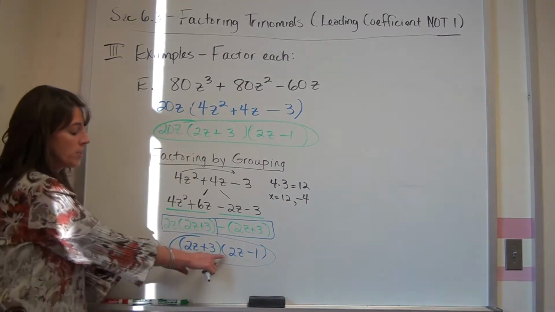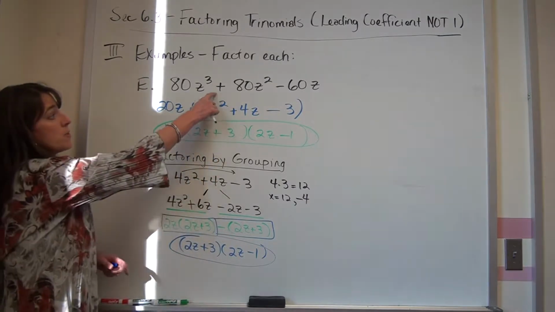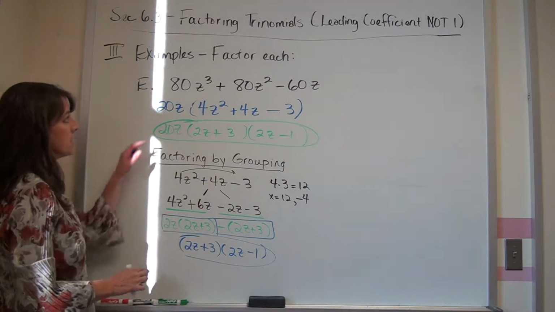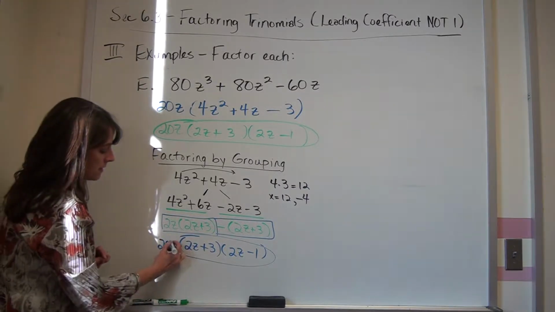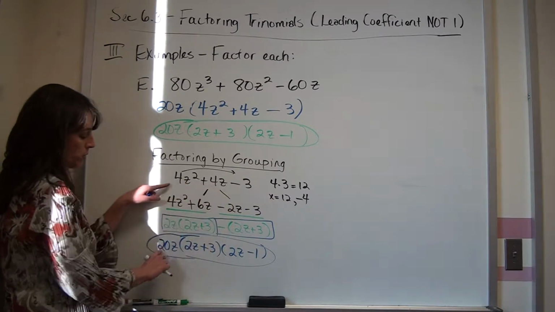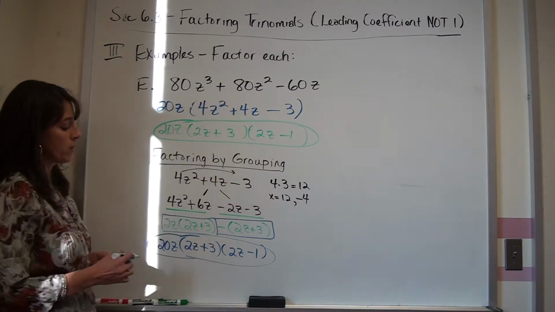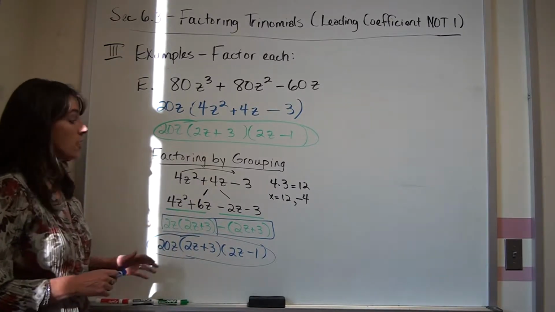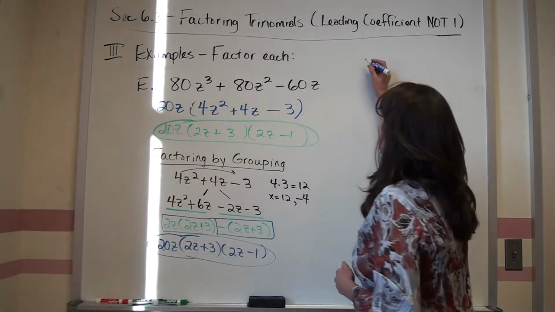But remember, this will only get me back to here. This is my original problem. So I was a little trigger happy there when I circled it because I need to retain that 20z. Because now when I FOIL these and get back to here and I multiply the 20z through there, that will get me all the way back to the beginning. And notice that this is the very same thing that I've got right there. So the same thing that can happen with that box method.